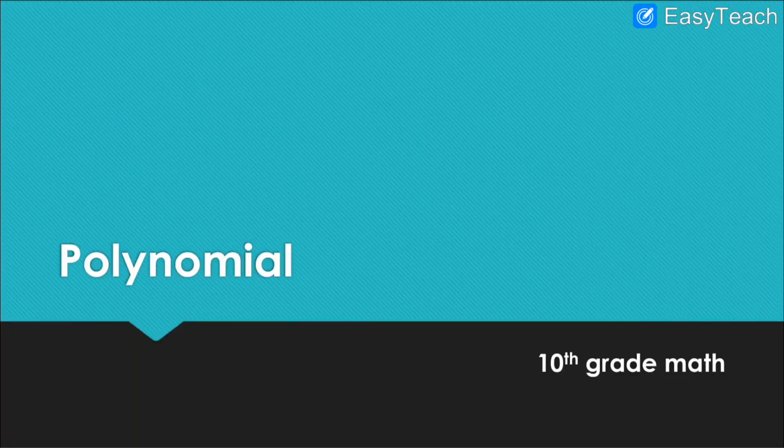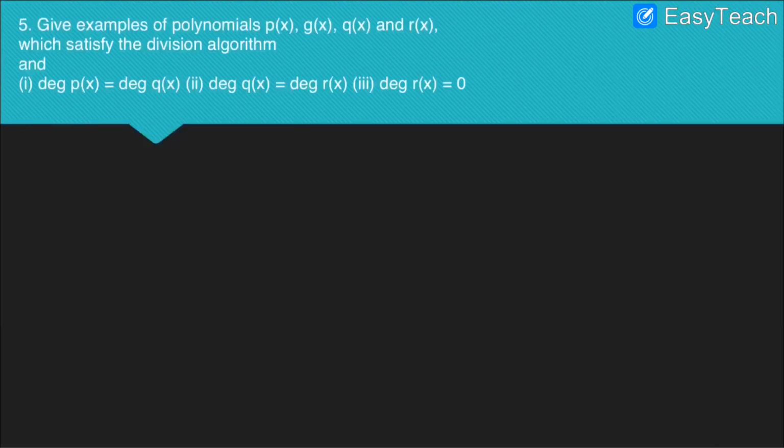Welcome to another session. This is lesson 2, polynomials. We have been solving some problems from exercise 2.3. So here is the final one. Give examples of polynomials p of x, g of x, q of x and r of x which satisfy the division algorithm and degree of p of x equals degree of q of x.